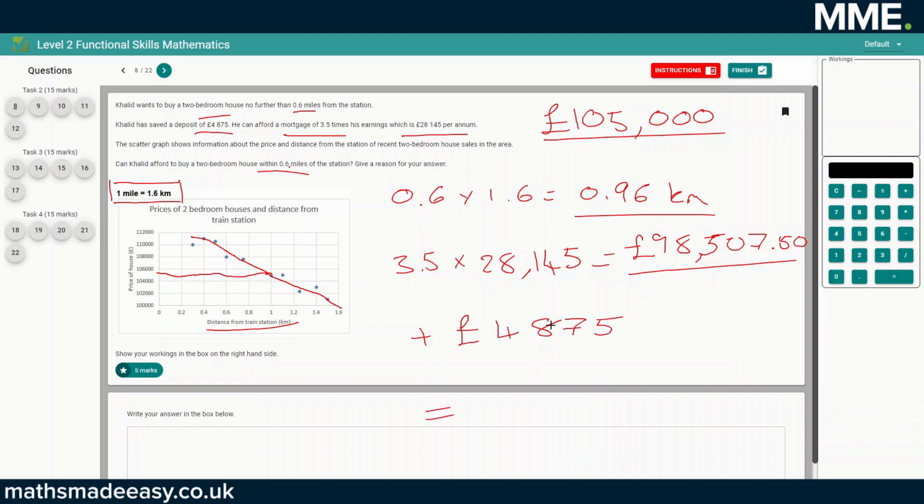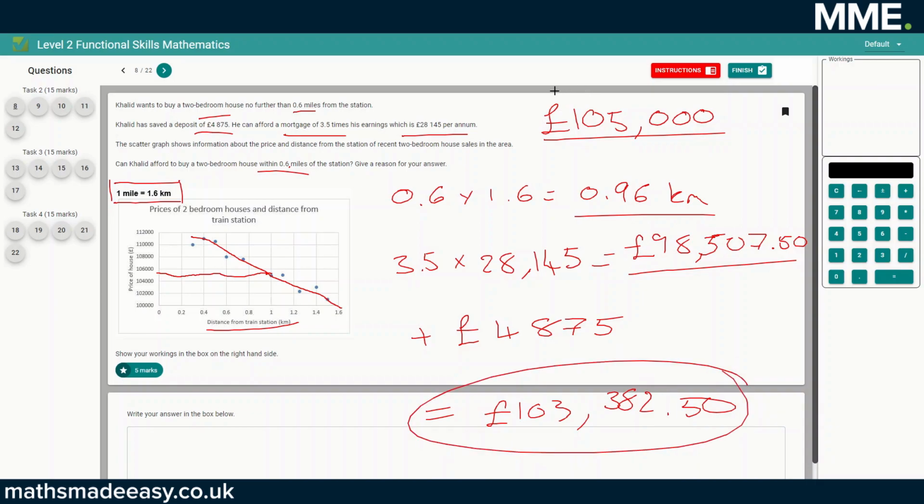So if we add that to the mortgage value, it comes out to a total of 103,382.50, which is less than the most likely value for house prices within this desired range of the station. So we can say that it's unlikely that Khalid would be able to afford a house within 0.6 miles of the station.